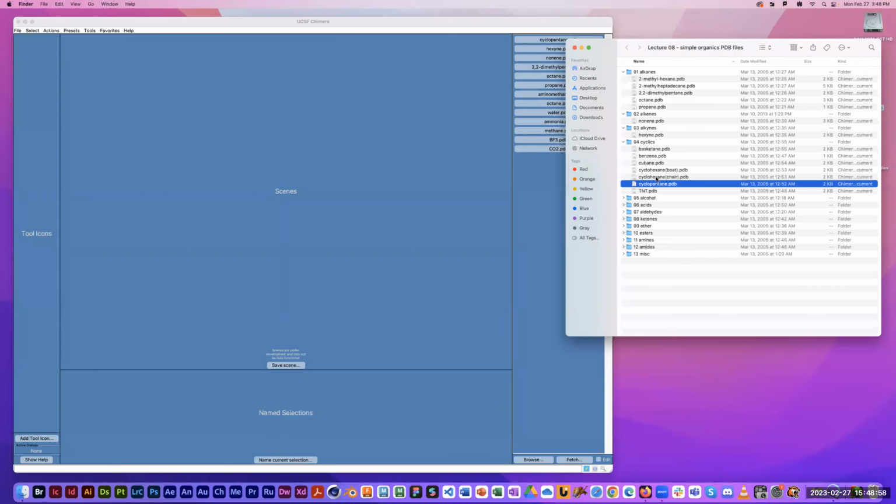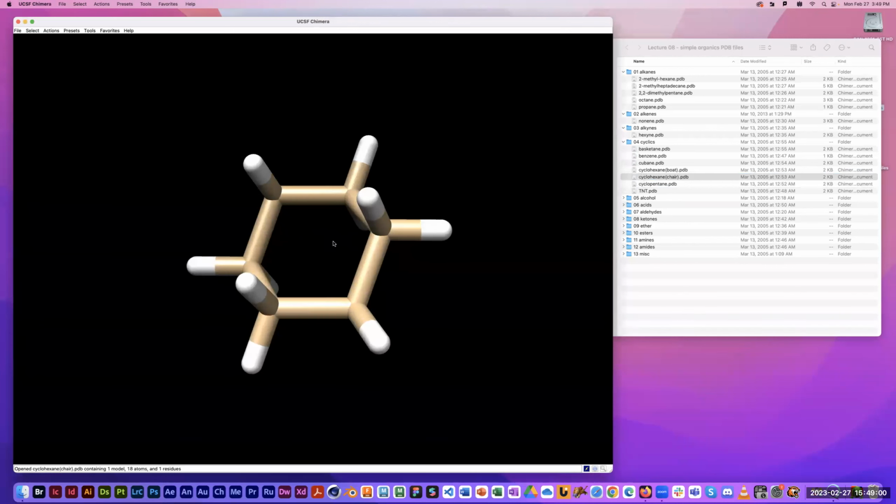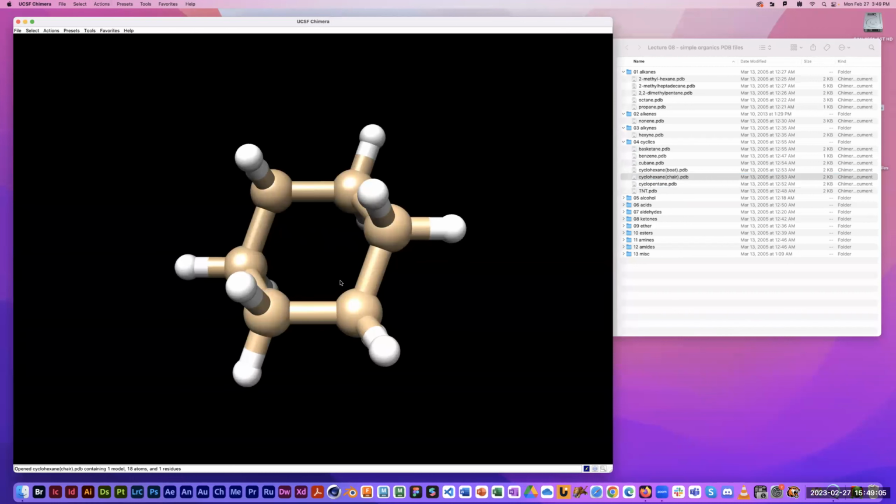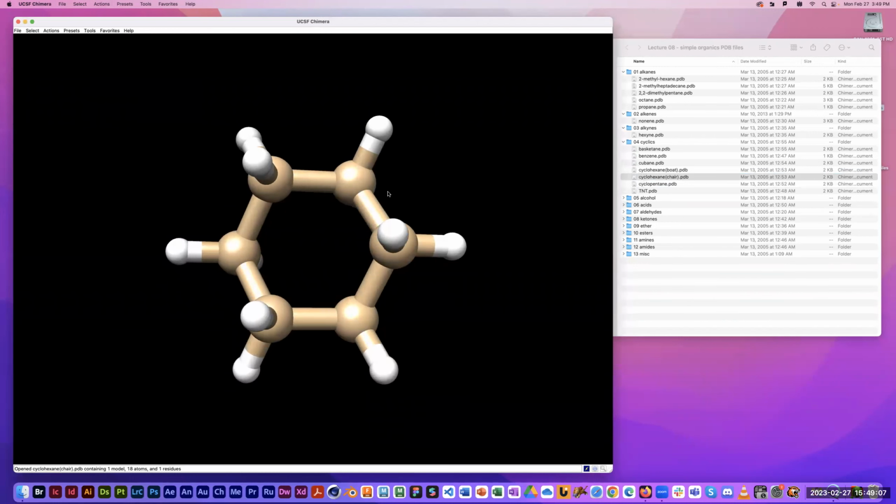And then with cyclohexane, this is our 6 carbon ring with all single bonds.